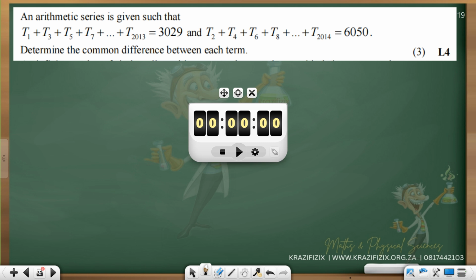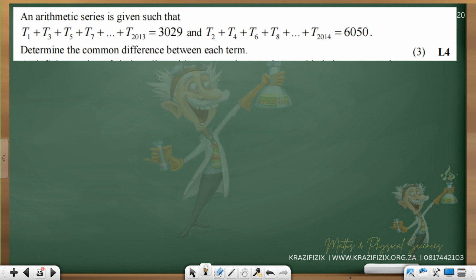Hi guys, did you manage? Did we manage to get something out of this? Okay, I'm going to help you to see what this examiner is actually saying. And arithmetic is series, so it's an addition. It's given such that I see they added all the odd ones to give me 3029. And they added all the even ones to give me 2014. Okay. Determine the common difference.